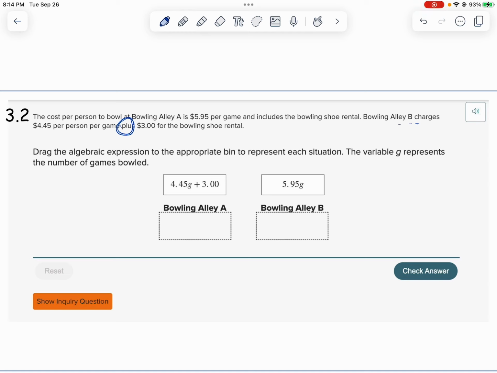If I played one game at bowling alley A, I would pay $5.95. If I played 2 games, I would take $5.95 and multiply it by 2 because that would get me the price of a second game. If I did 3 games, I would multiply the $5.95 by 3. So that's going to tell me that this is bowling alley A. Bowling alley B has this plus $3. This right here has a plus $3.